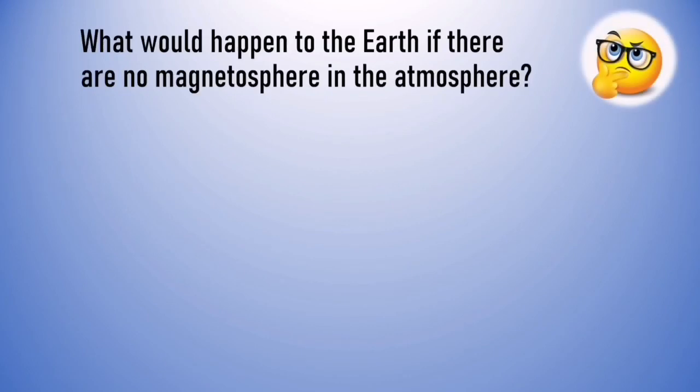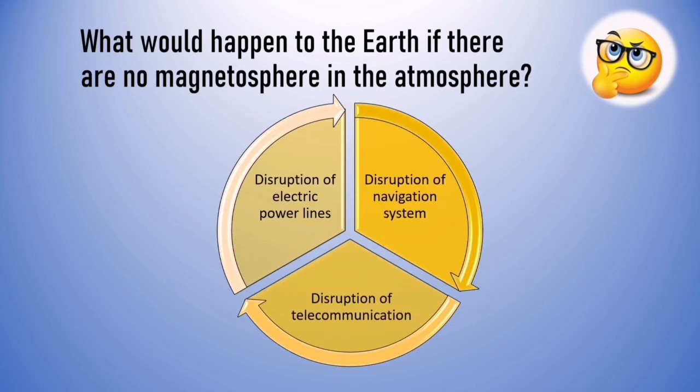What would happen to the Earth if there were no magnetosphere in the atmosphere? The excessive numbers of charged particles would disrupt telecommunication, navigation systems, and electric power lines.